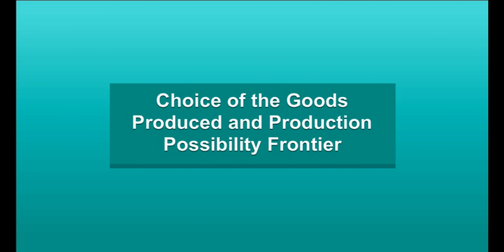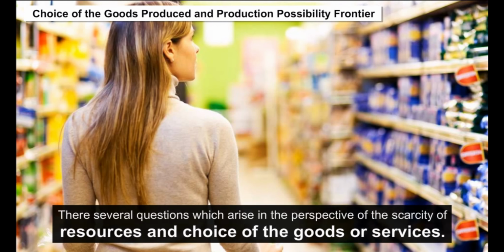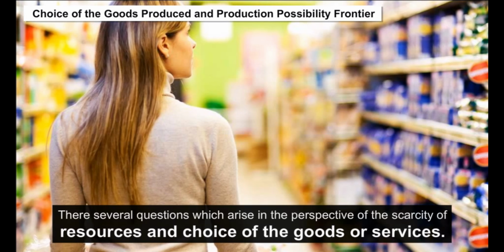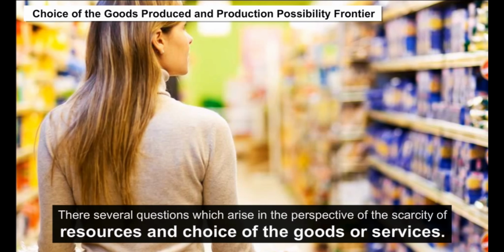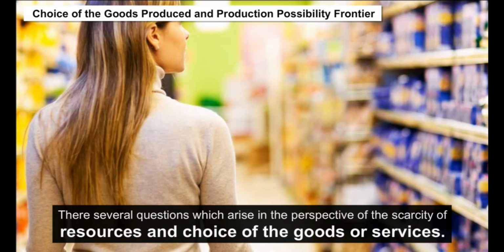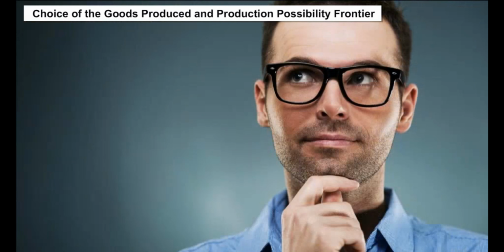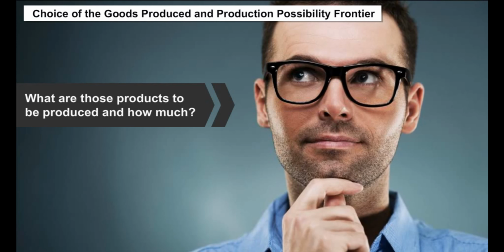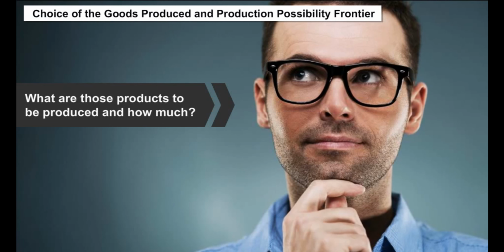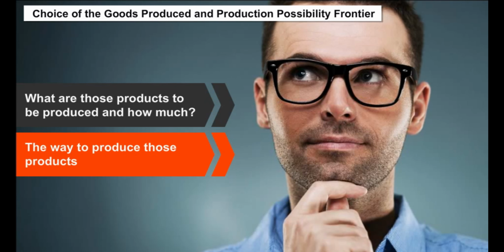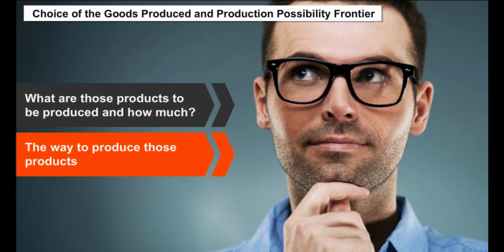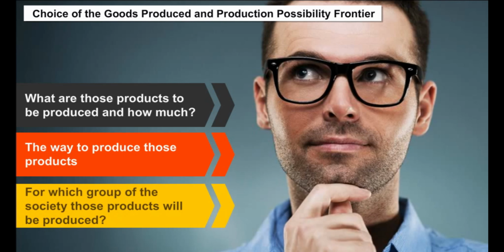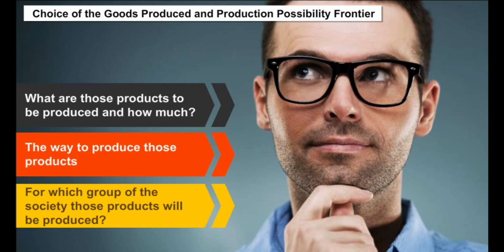Choice of the goods produced and production possibility frontier. There are several questions which arise in the perspective of the scarcity of resources and choice of the goods or services. They are: firstly, what are those products to be produced and how much? Secondly, the way to produce those products, and the third is for which group of the society those products will be produced.